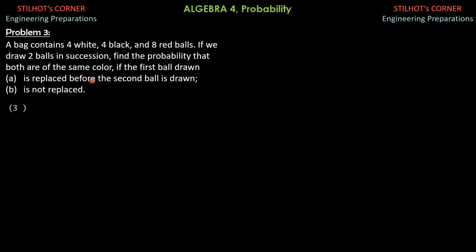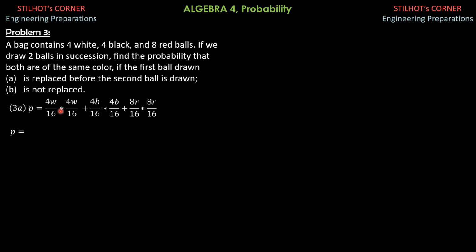So the probability is equal to 4 white over 16, because before the second ball is drawn it is replaced, so there will still be 4 white out of 16 balls all in all. Then for the second situation, if it is black, 4 black balls out of 16 times 4 black balls over 16. Then if it is a red ball, 8 red balls out of 16 times, in the second drawn ball, it is also 8 over 16.